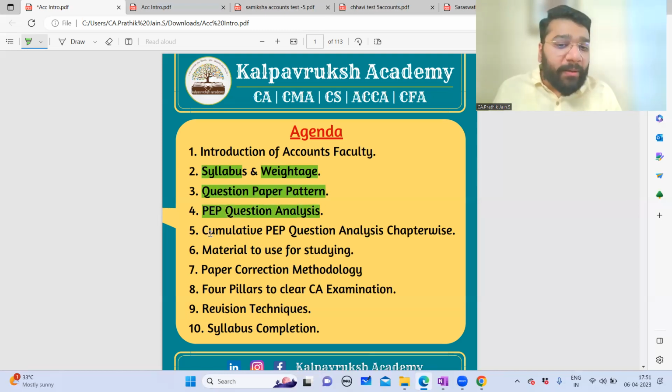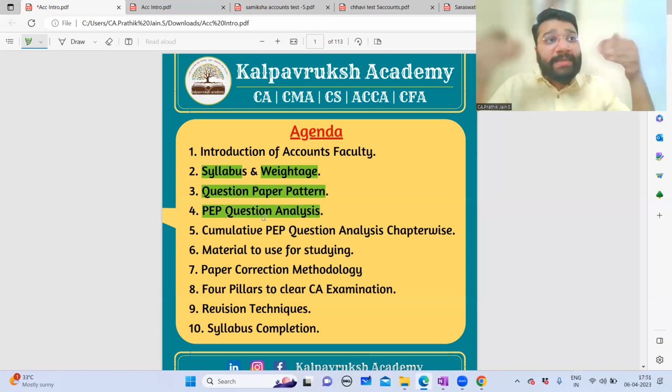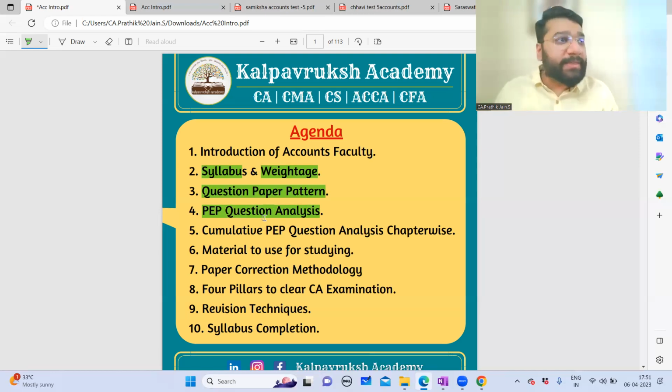Then we also make chapter-wise analysis. For example, if you take up depreciation, in which all attempts the questions pertaining to depreciation have come, so that I'll give you an idea. Like that, I've made it for every chapter. So cumulative PEP. PEP stands for past examination paper, question analysis chapter-wise.